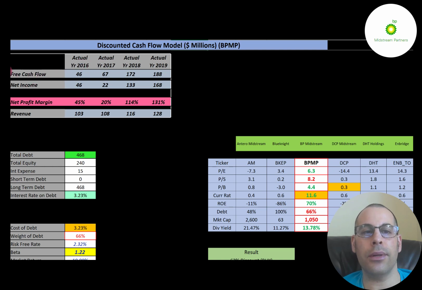Their net income also looks really good. Their net income also is growing and positive. Net income is a profit and loss on the income statement. It's revenue minus expenses. Their revenue is pretty steady. It goes from $103 million to $128 million. Although in 2018 and 2019, they had more net income than revenue. That does seem odd, and I'll show you why.